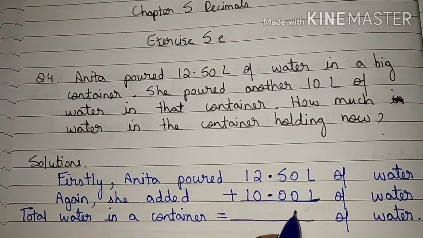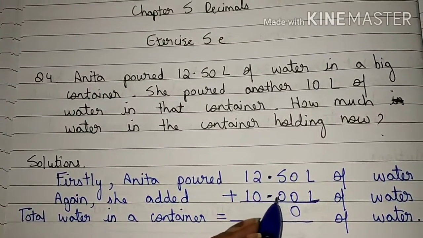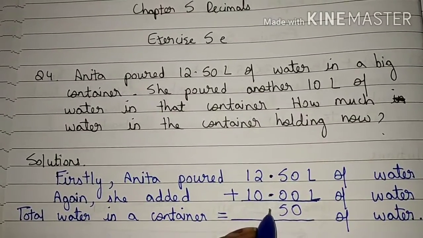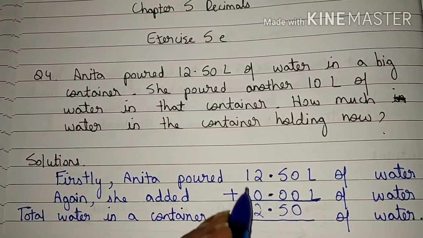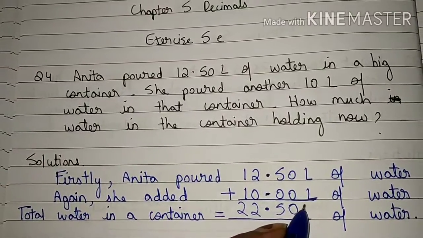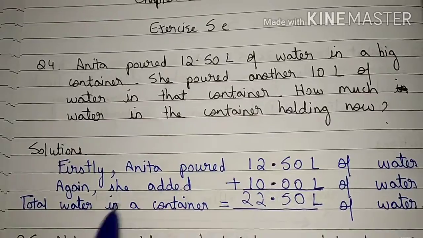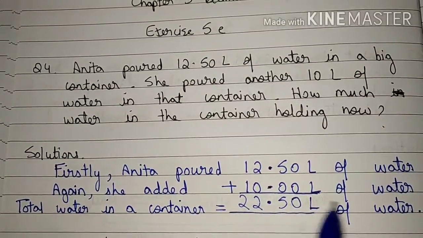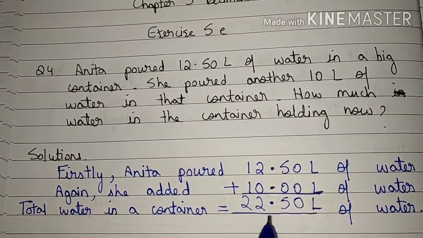Now students, we will add the numbers. 0 plus 0, 0. 5 plus 0, 5. Decimal point. 2 plus 0, 2. 1 plus 1, 2. So total water in a container is 22.50 liter of water. Students, this is your answer.